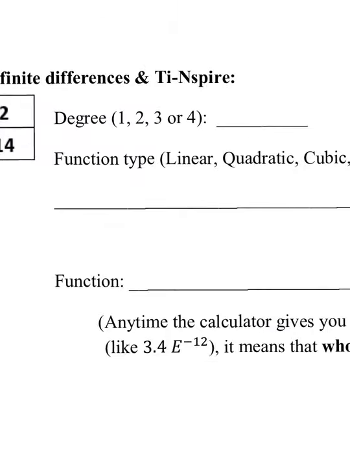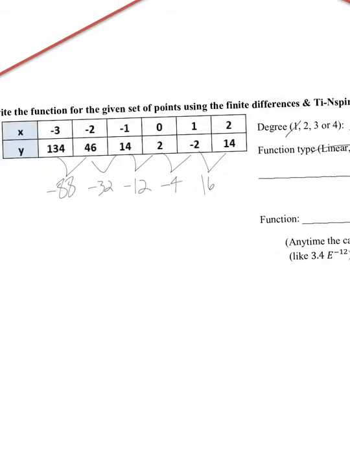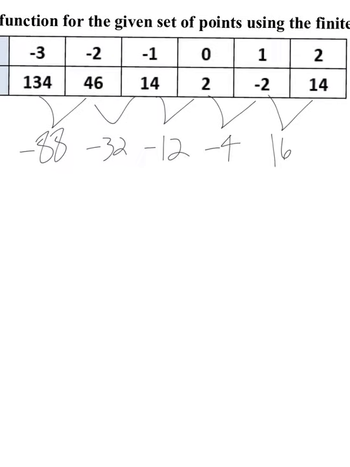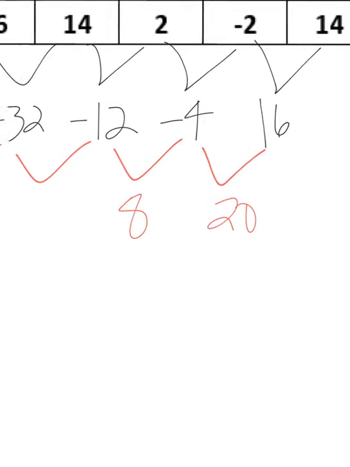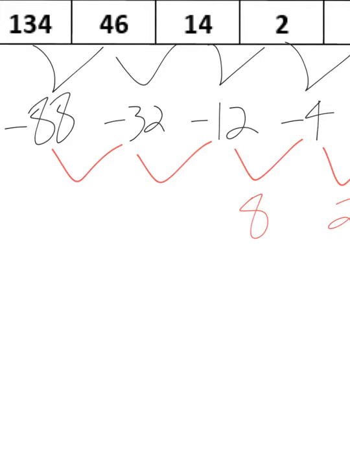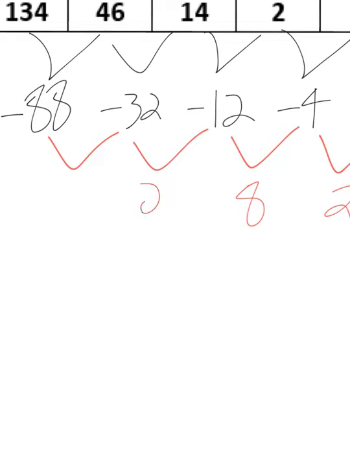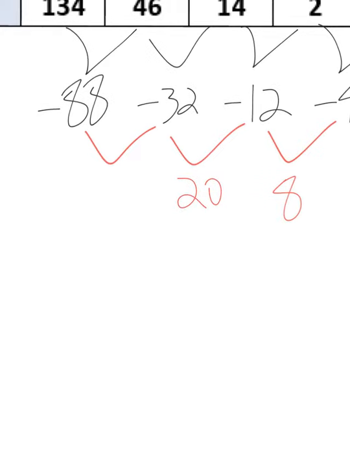If the first row is not all the same, then it's not a linear or first degree function. So what you're going to do is subtract these numbers from one another, and then just keep working right to left. So what's 16 minus -4? That's like 16 plus 4, so that's going to be 20. What's -4 minus -12? That's like -4 plus 12, so that's 8. What's -12 minus -32? That's like -12 plus 32, so that is going to be +20. And -32 minus -88 is like -32 plus 88, so that is 56.